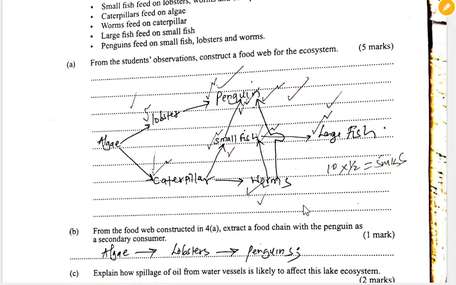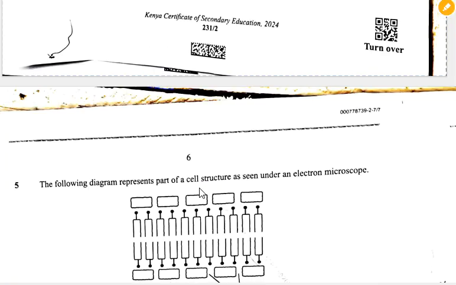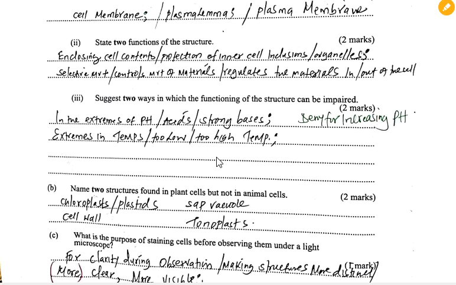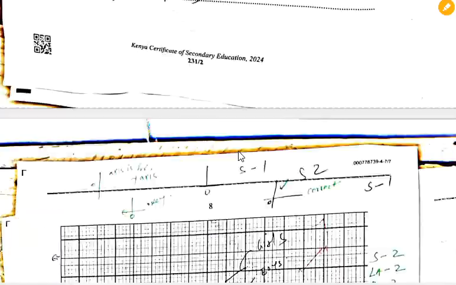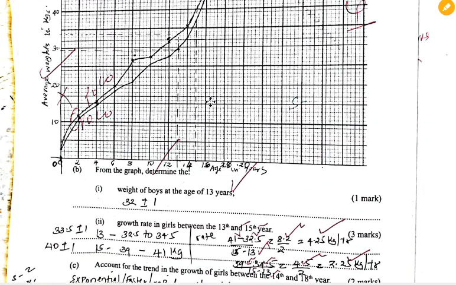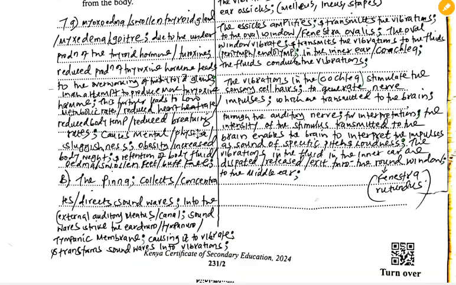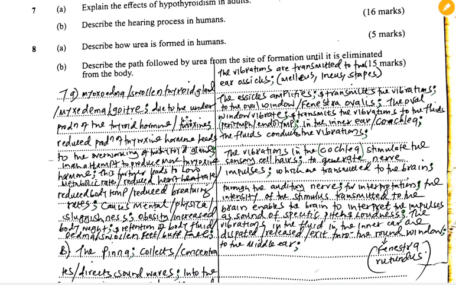Then we have a question talking about maybe an organ or the cell organelles. Then question 6 is about the graph, and for you to get the graph, you must be able to follow the rules I've said. Then essay. For essay, you must be able to have enough content in order for you to score high marks in essay.